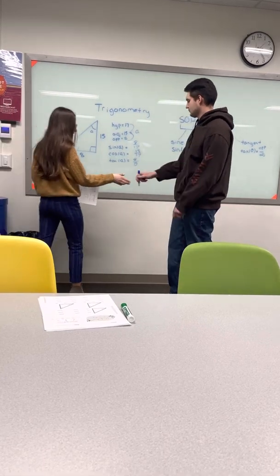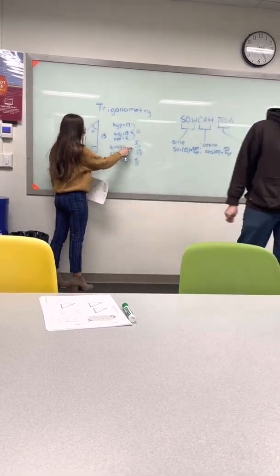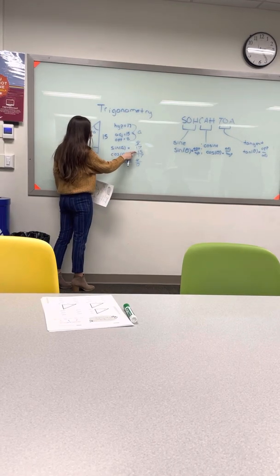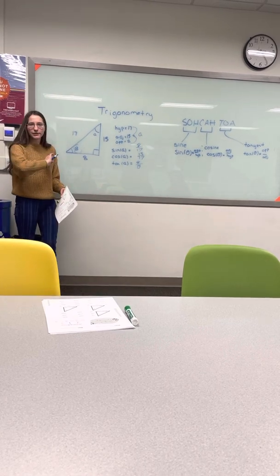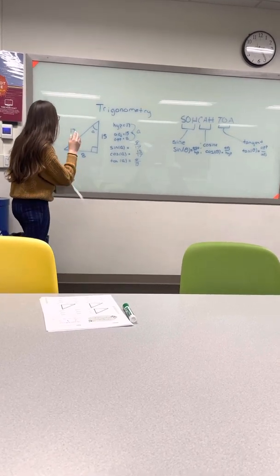Perfect. Alright, so for our sine alpha, we got 8 over 17. Cosine alpha, we've got 15 over 17. And tangent alpha, we've got 8 over 15. Does everybody agree with those? Awesome, glad to hear it. Alright, so we'll do the same thing with beta.